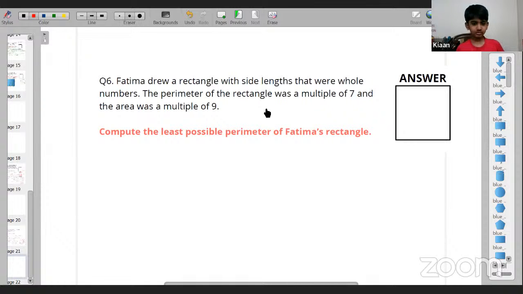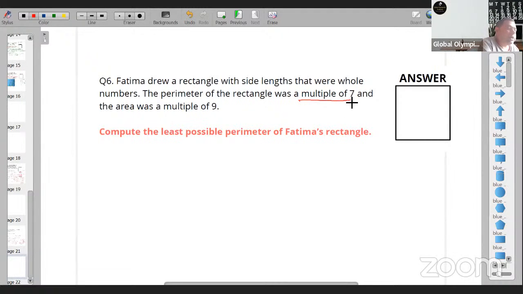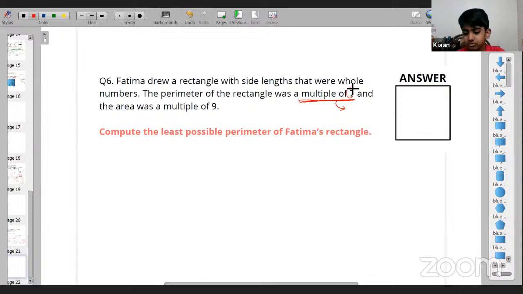So if we take 3x plus 3y, that is l plus b, and then we take twice of that, we'll have 6 into x plus y. The perimeter of the rectangle is a multiple of 7. So which multiples of 7 can there be? It can be 7, 14, 21, 28. It cannot be 7.